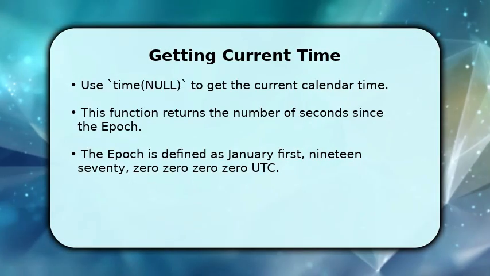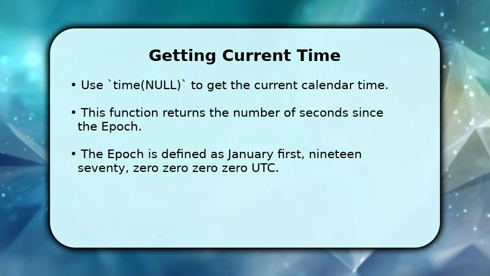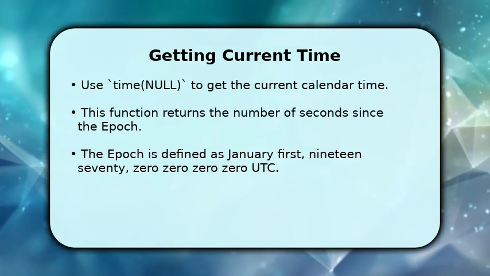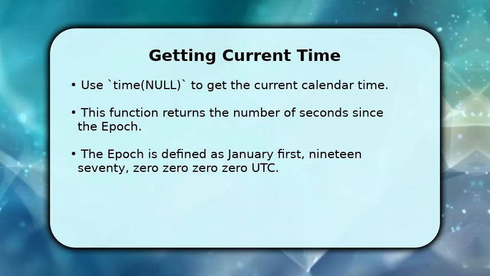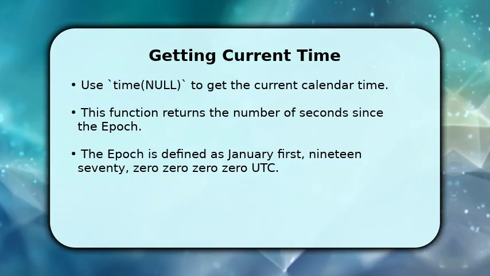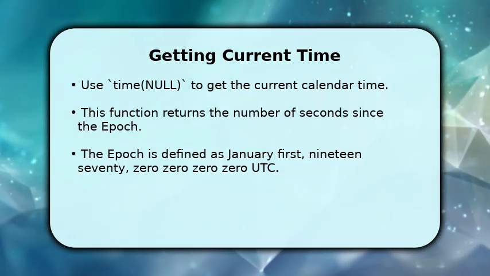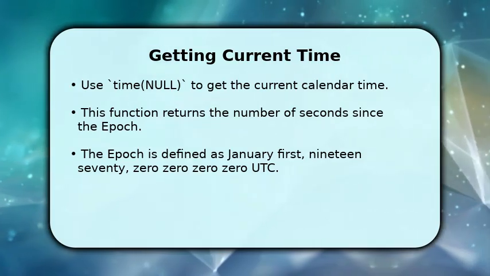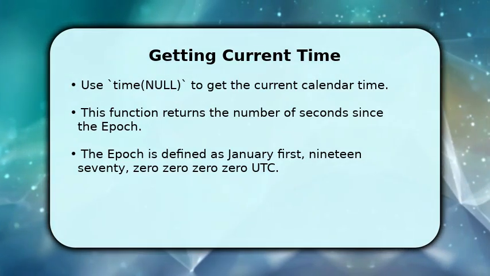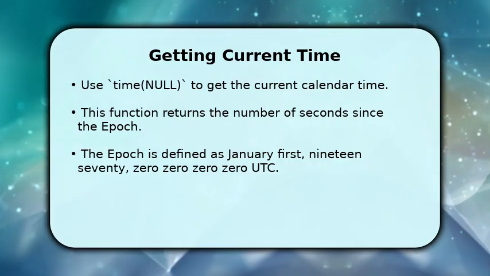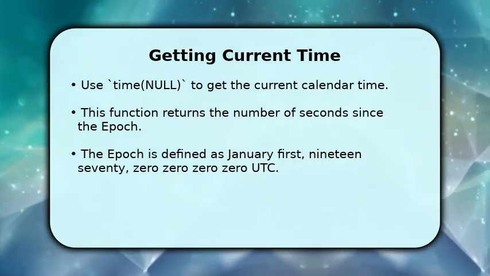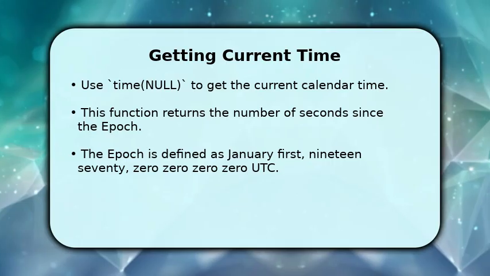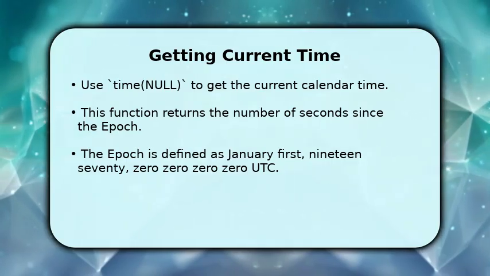To obtain the current calendar time, you'll use the time function, typically with NULL as its argument. This function returns a time_t value, representing the number of seconds that have passed since the Unix epoch. The epoch is a specific point in time, January 1st, 1970, at midnight Coordinated Universal Time. This value is crucial for many time-related calculations and displays.